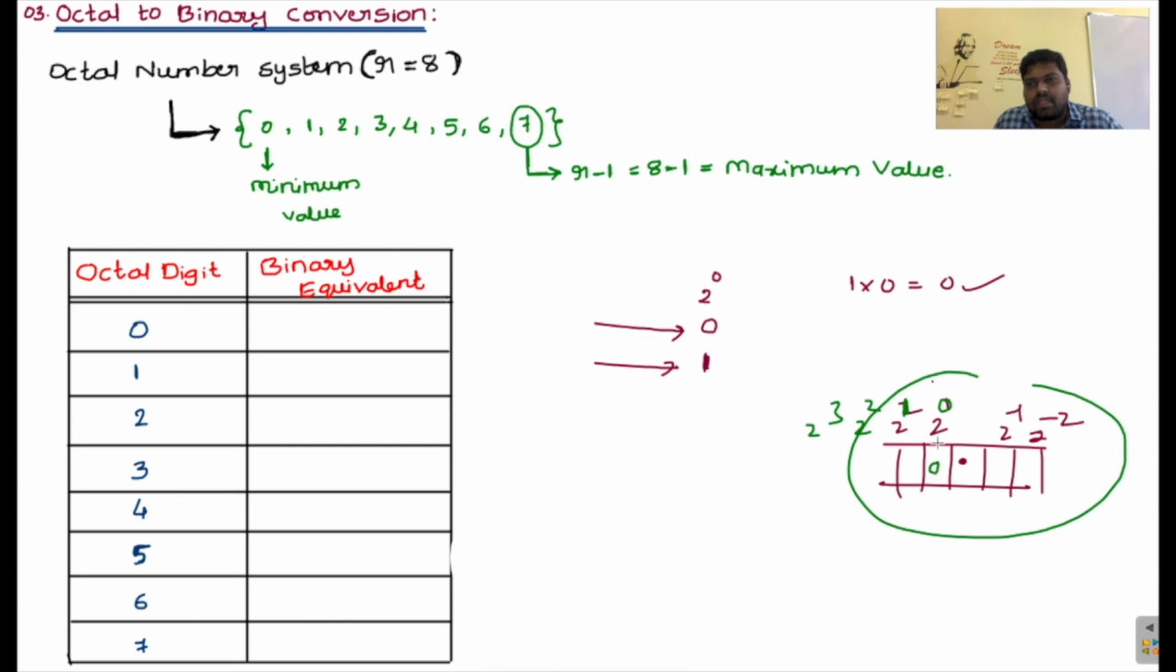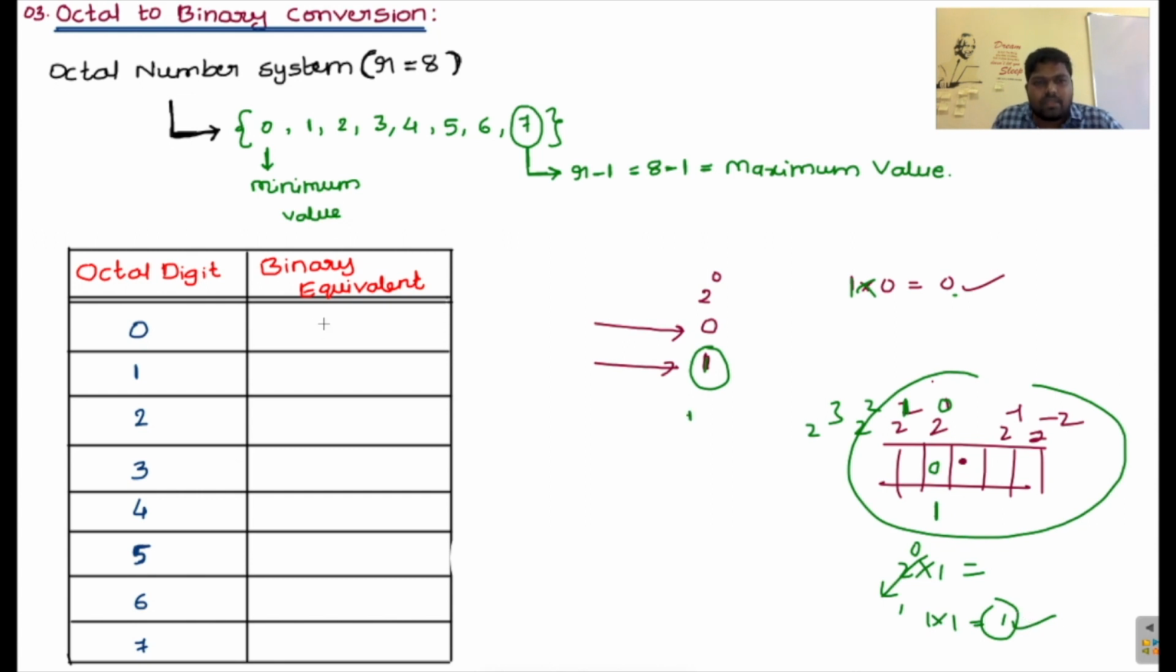So in the first place we have 0. That means it is positionally weighted with 2 power 0. 2 power 0 means 1. So 1 into 0 you will get 0, right. Next you can take 1. That means in the first place you will take 1. After that you can apply the positional weight: 2 power 0 into 1. 2 power 0 means 1, so 1 into 1 means 1. So you will get 1, right. That means this is binary 1. So the decimal value equals 1. So decimal as well as octal are both the same for 0 to 7.